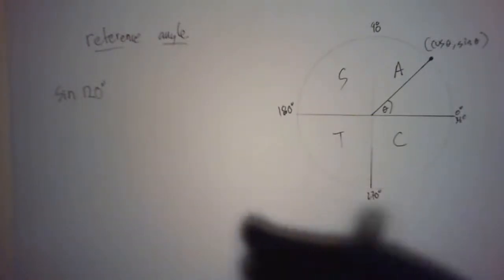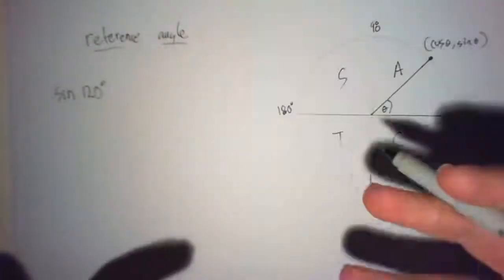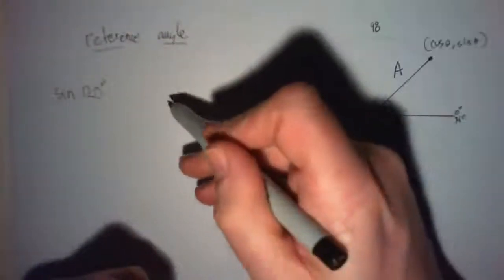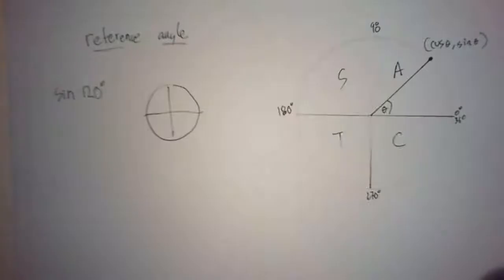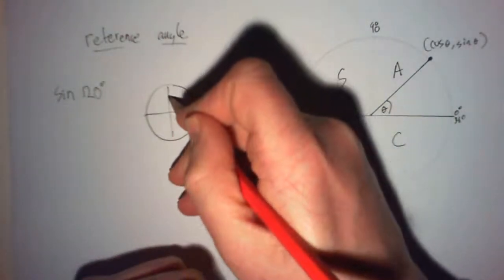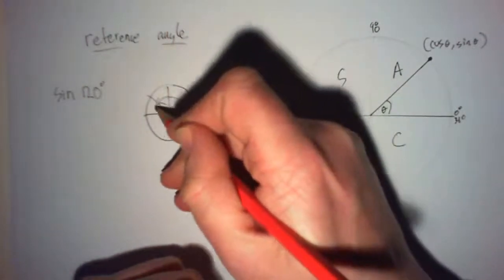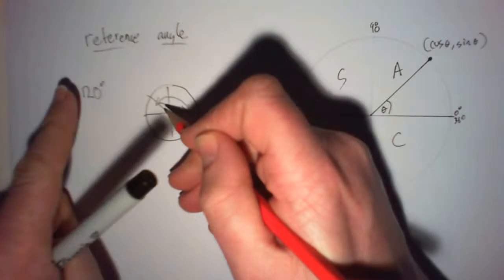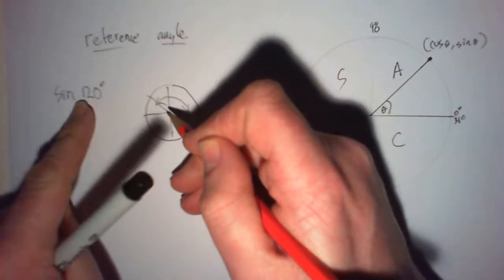At this stage in my life, I can just do it in my head, but at your stage, what I would do is just this circle. Very quick sketch of a circle. Where is 120? There's 0, there's 90. So 120 is somewhere here. It's this distance here. It's in the second quadrant, so it's going to be a positive answer because sine is positive in the second quadrant.